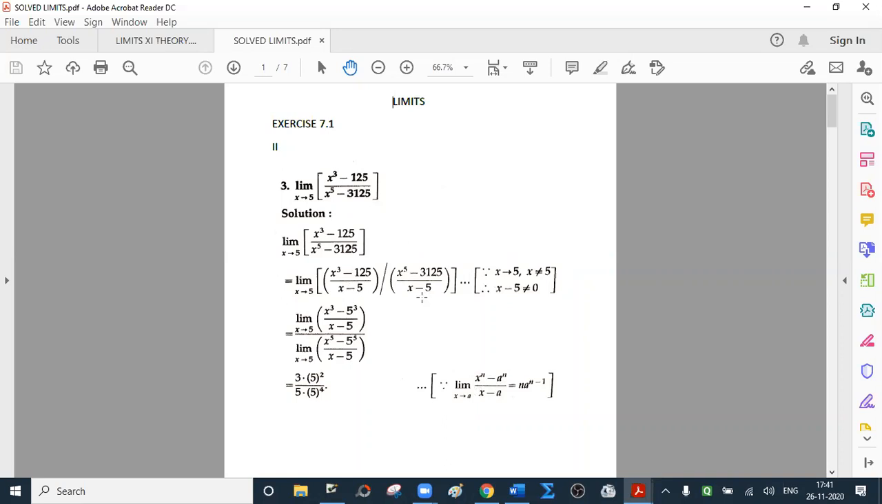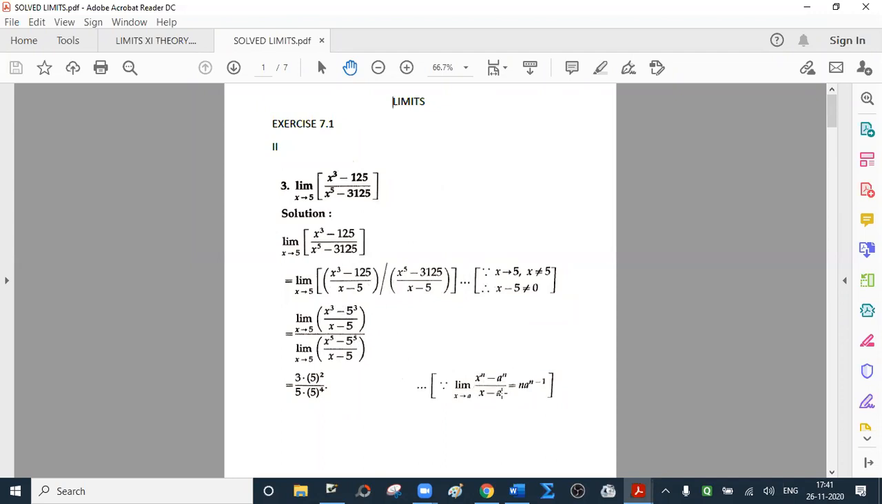Is division allowed? Yes. x only tends to 5. x is not equal to 5. So x minus 5 will not be 0 and division by a non-zero number is allowed. Now what is the limit of a quotient? Limit of numerator upon limit of denominator. Actually, before that, what is 3125? It is 5 raised to 5 and 125 is 5 cube.